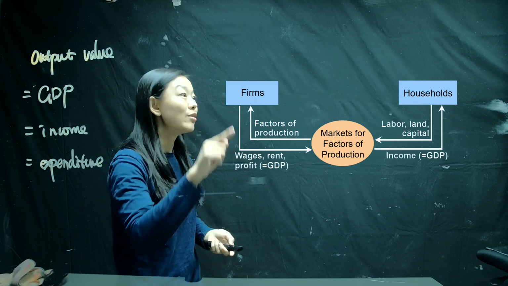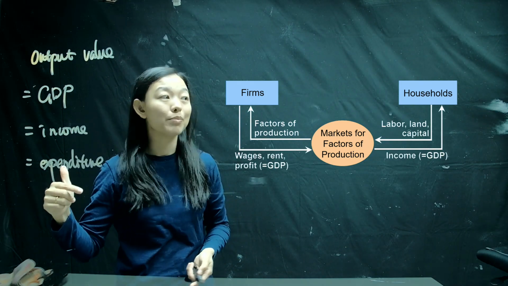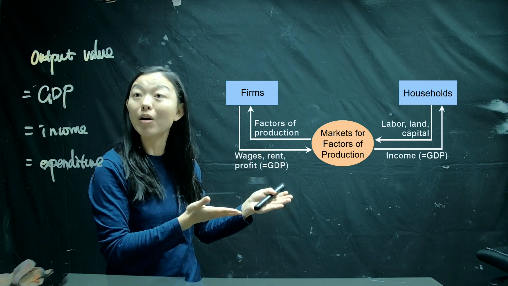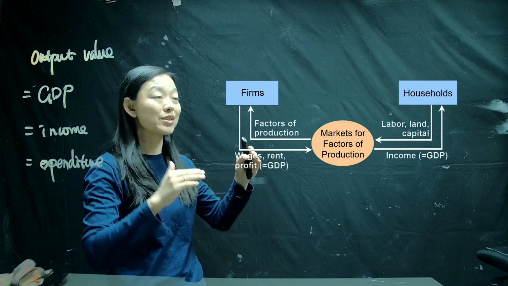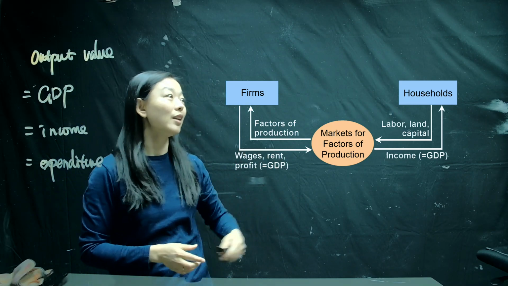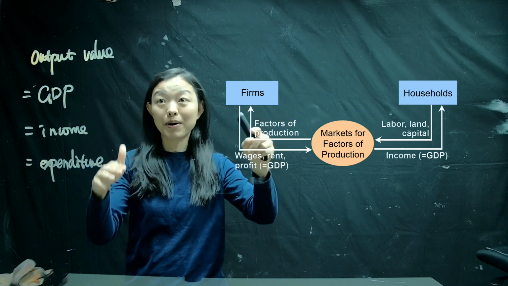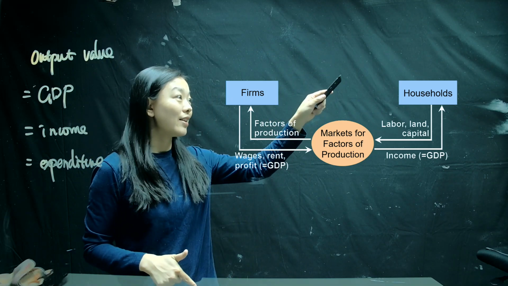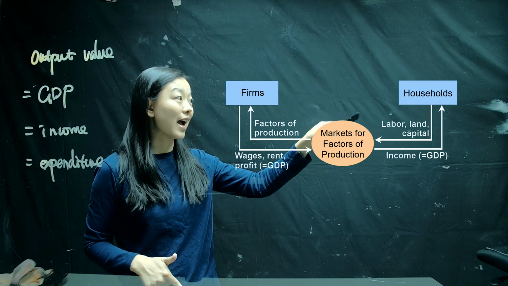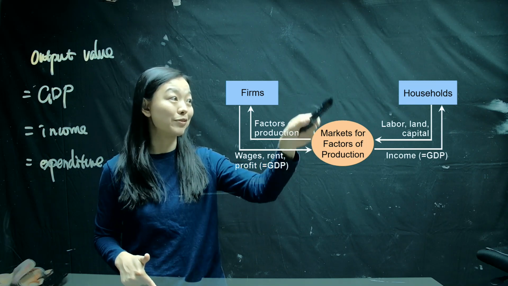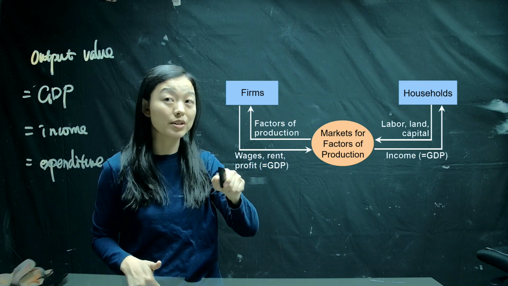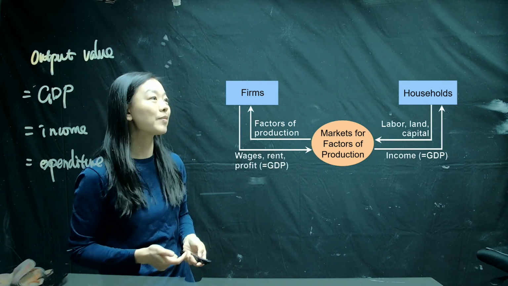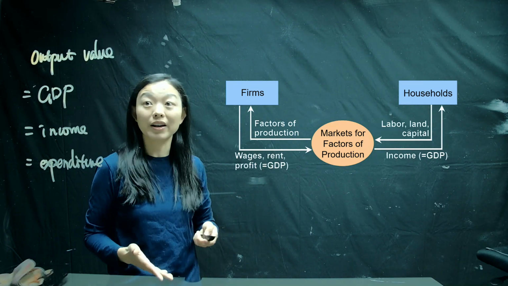And then firms need to pay wages and pay rents to the households, and that will become the income of households. So look at the circular diagram for this part. Households and firms participate in the market of factors of production. Households offer land, capital, or labor to the firms, and firms pay wages and rent. That will become the income of households.